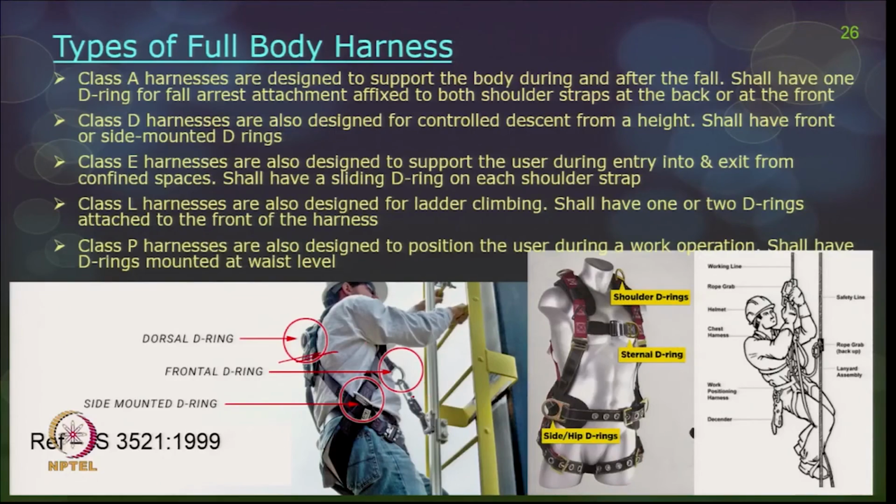Okay. If you see here, this is a dorsal D-ring, this is a frontal D-ring, this is a side mounted D-ring, and this is a shoulder D-ring. Okay. So, these are the different positions of the D-rings, and accordingly you have many types of body harnesses to protect the workers against a specific hazard.